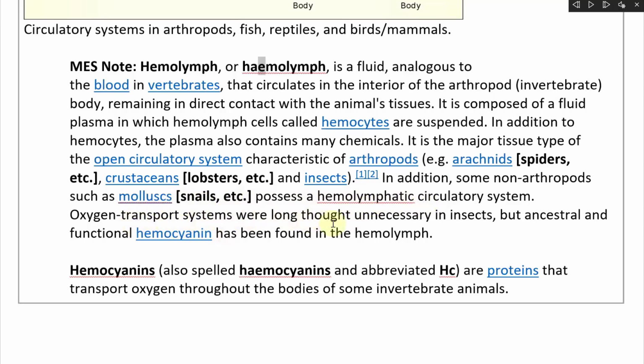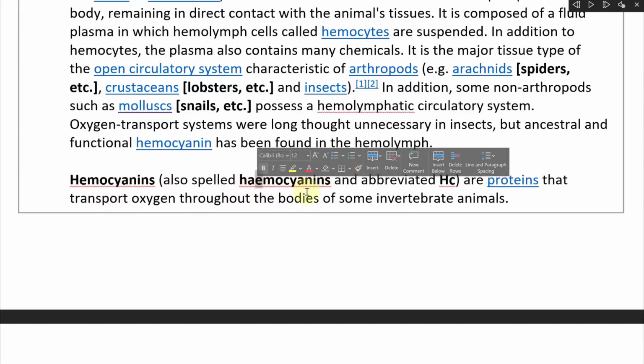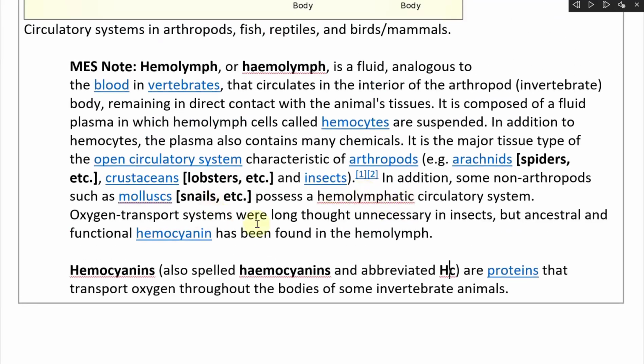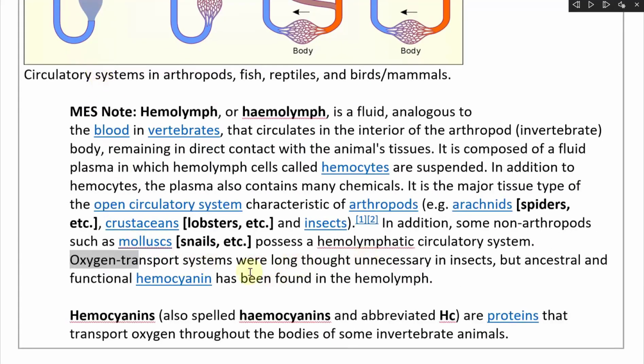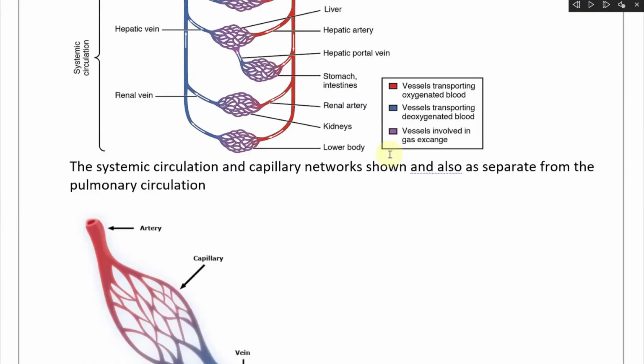Oxygen transport systems were long thought unnecessary in insects, but ancestral and functional hemocyanin has been found in the hemolymph. See this pronunciation? Hemocyanin. So hemocyanins, also spelled haemocyanins with the E in front, and abbreviated HC, are proteins that transport oxygen throughout the body of some invertebrate animals. So yes, even though there isn't much oxygen, there is still some sort of functional oxygen transport system in insects. Pretty interesting. All right, let's continue further.